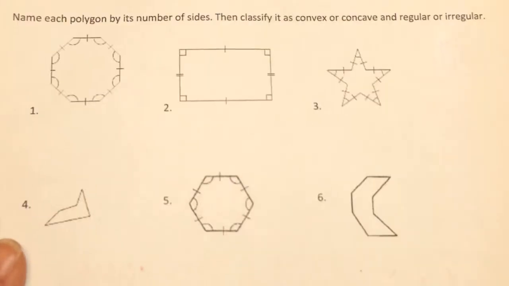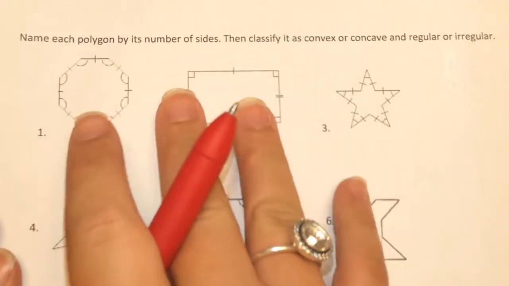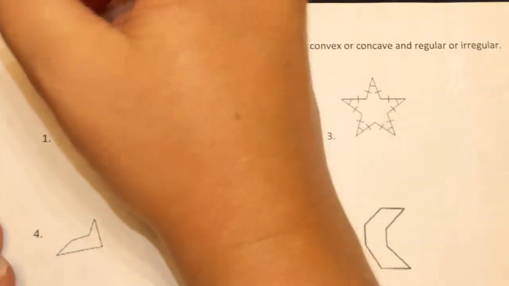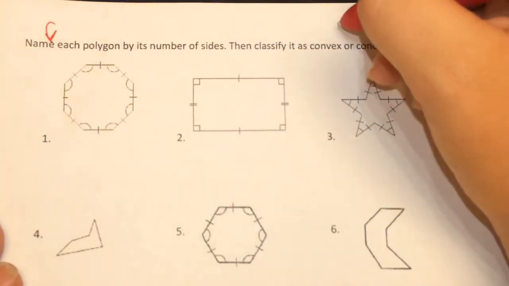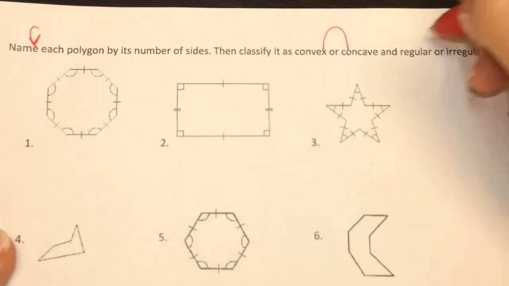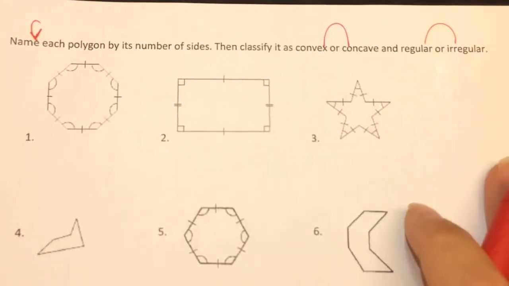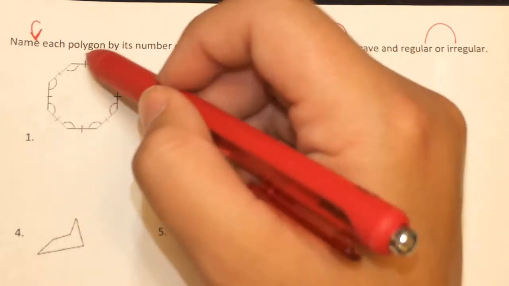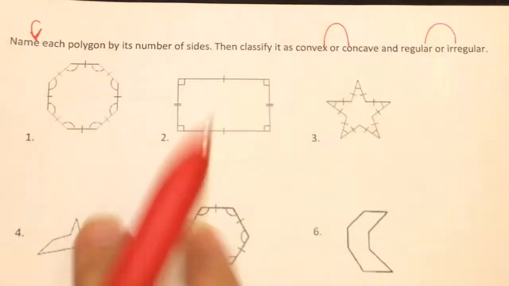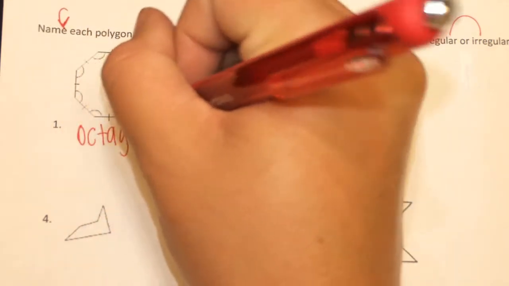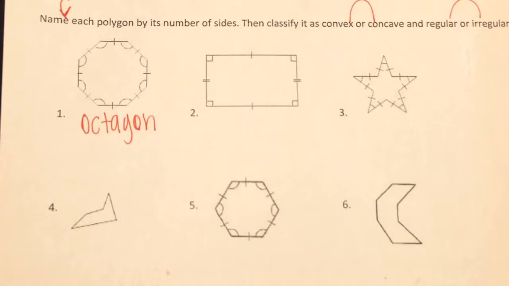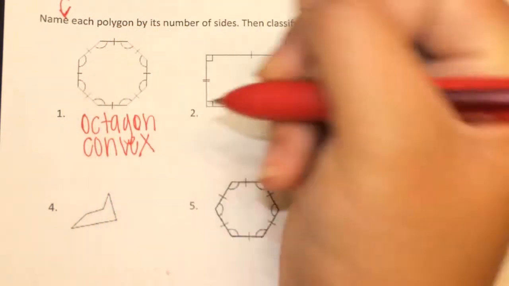So let's go to the back and let's practice. There are three things that we need to do for each of these. We need to name it. What's its name? We need to tell whether it's convex or concave and whether it's regular or irregular. So let's name it first. How many sides does this shindig have? 8. So what's 8? Octagon. Anywhere I can draw a cave? No, so it is convex. Can't draw a cave.